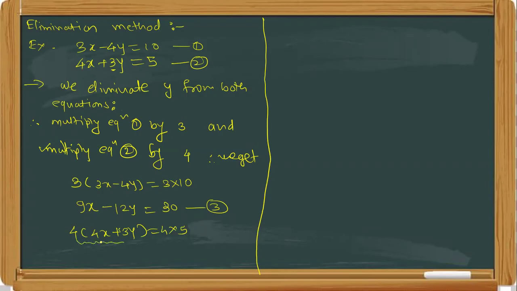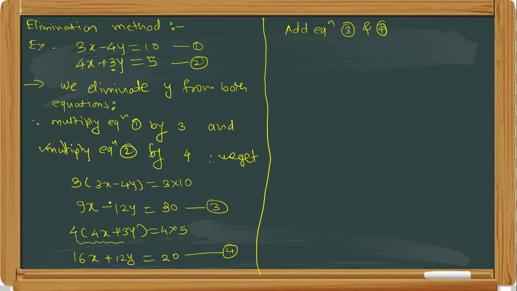Interpret the result. 4 times 3 is 12y equal to 20. Mark this as equation 4. Now, add equation 3 and 4.